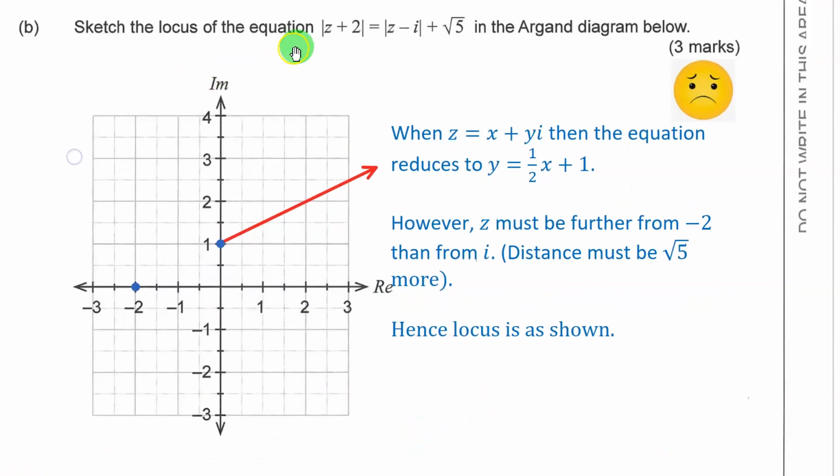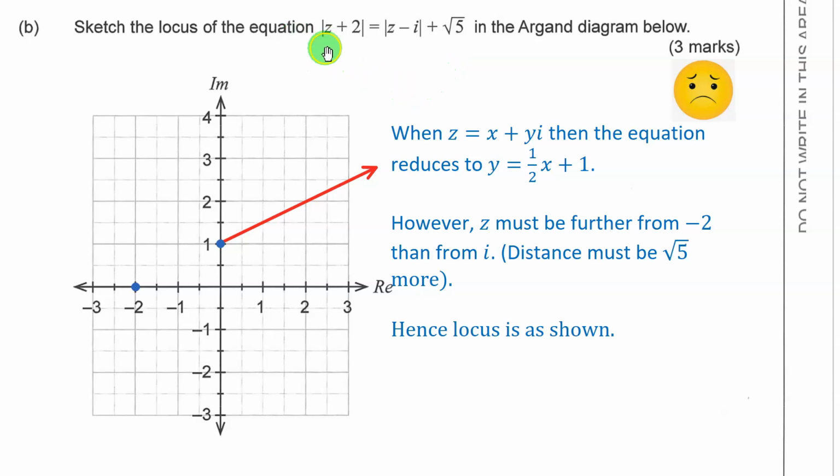Sketch the locus of this equation in the Argand diagram below. We look at this and we think, what's going on here? And I think for 3 marks, my first instinct would be to get a pretty sad face on and come back and do this one later. However, with insight, it's not too bad.